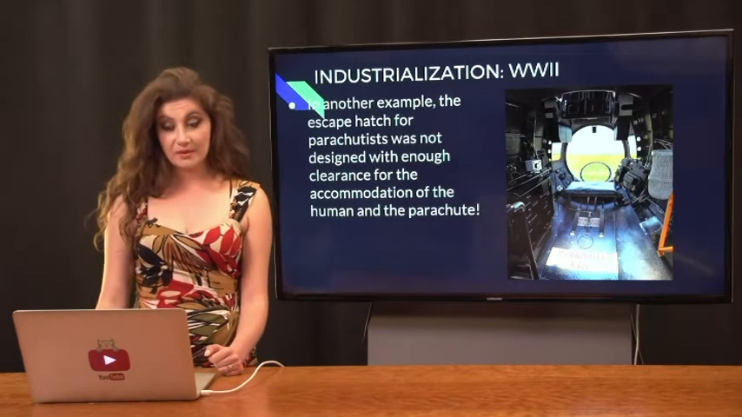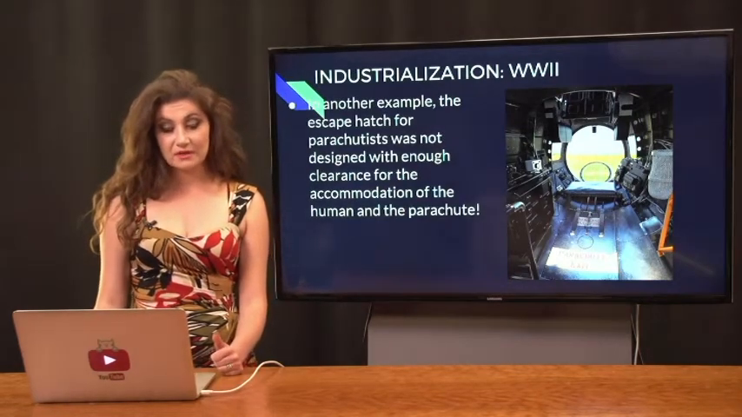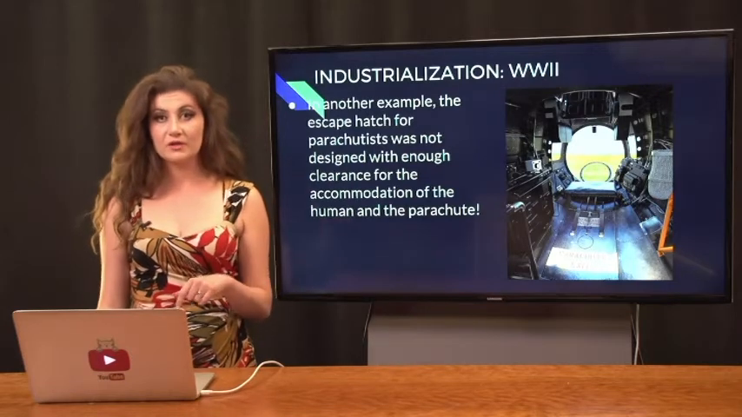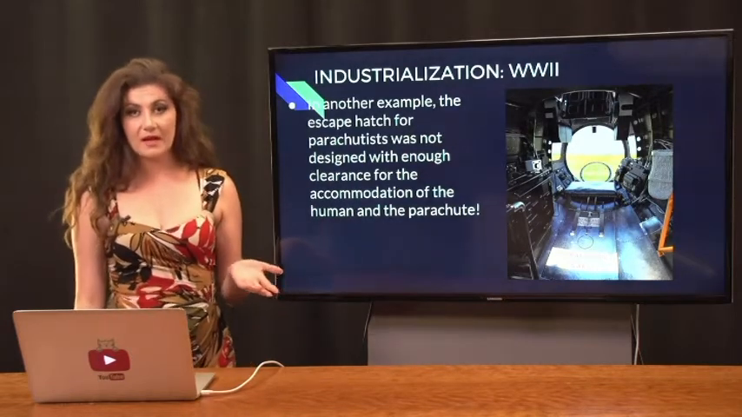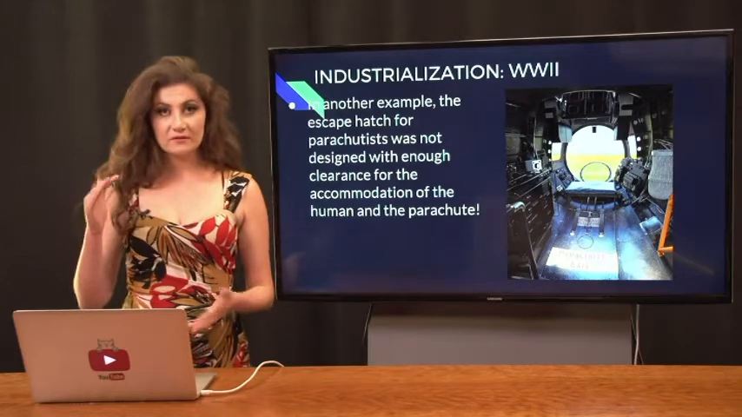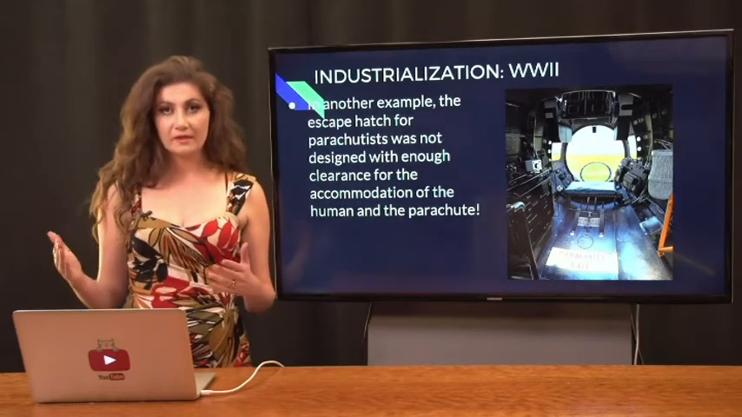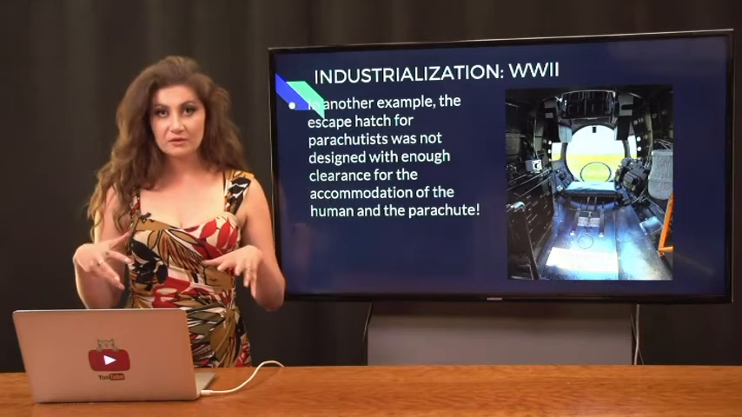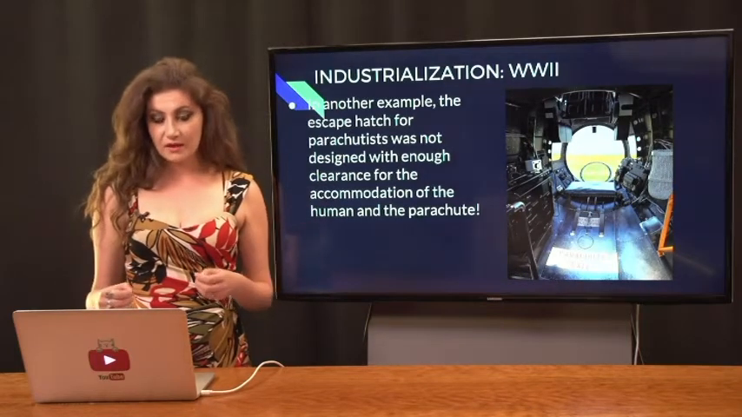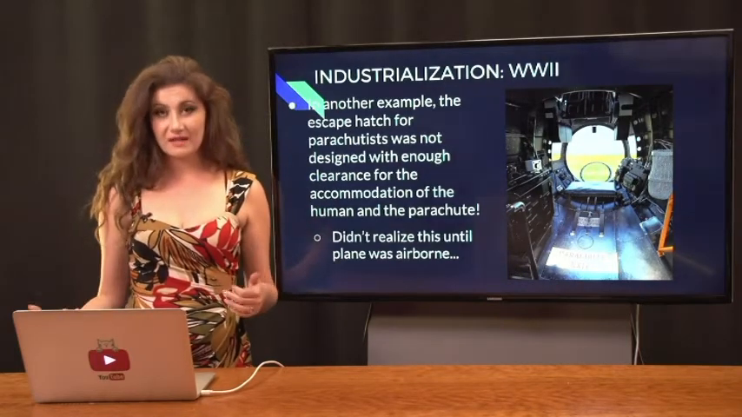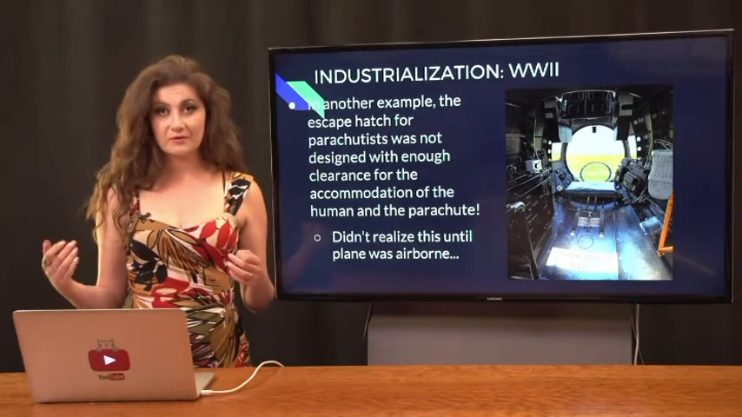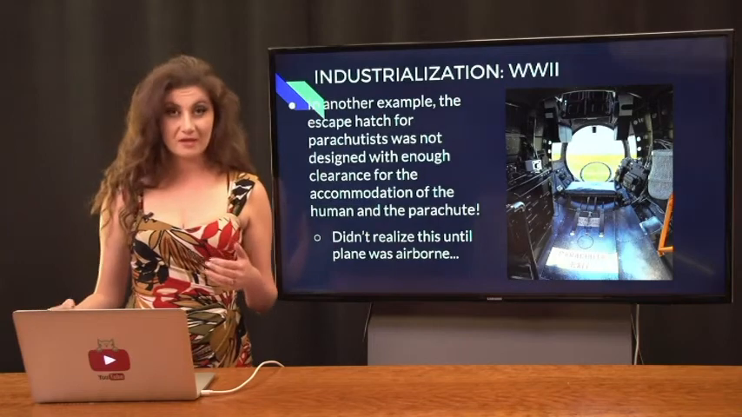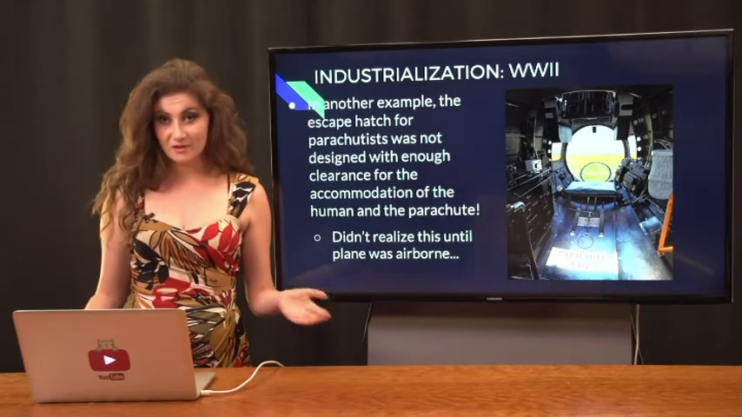In another example, an escape hatch for parachutists was not designed with enough clearance for the accommodation of the human and the parachute. So when they were building the escape hatch, they considered the dimensions of an average person, plus or minus a few inches, but they didn't consider the equipment for the parachutist to wear. And so unfortunately, they didn't realize this until the plane was actually airborne. So parachutists had a difficult time exiting through the escape hatch.